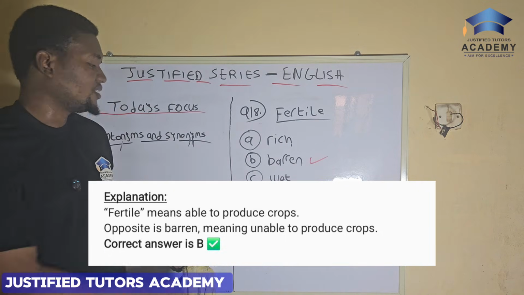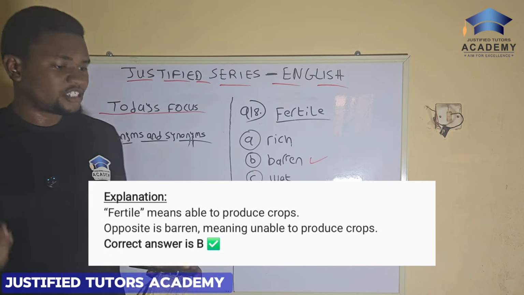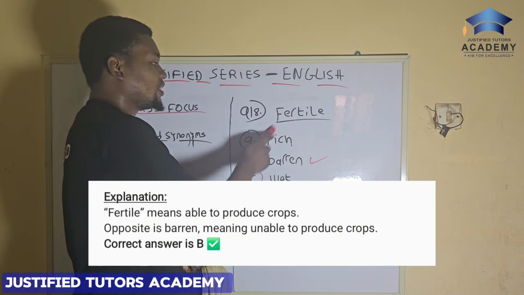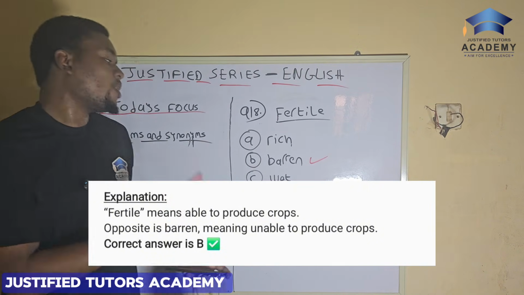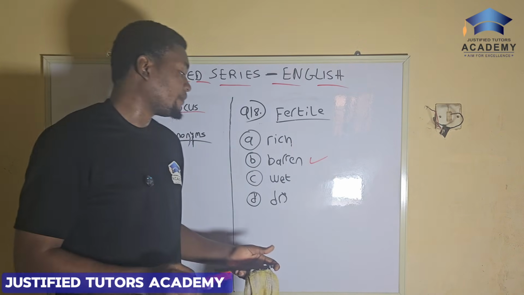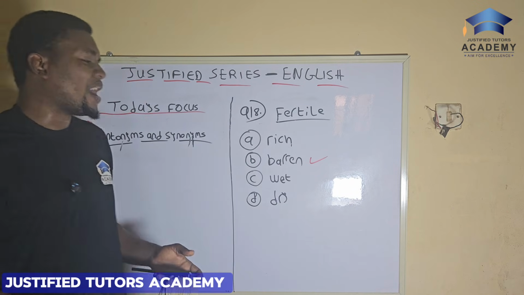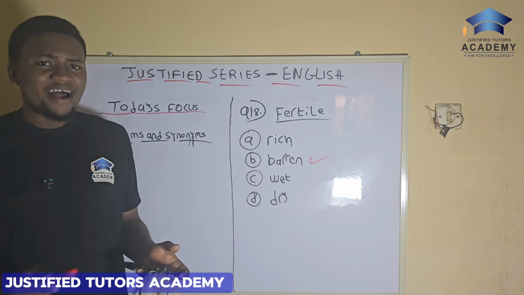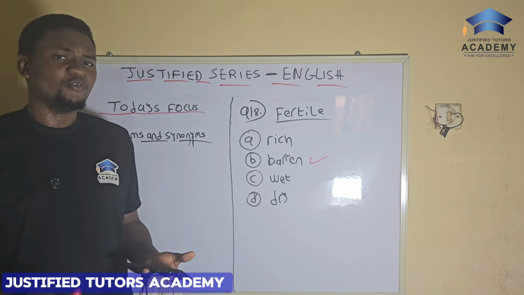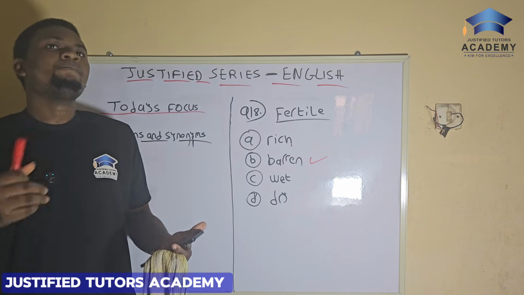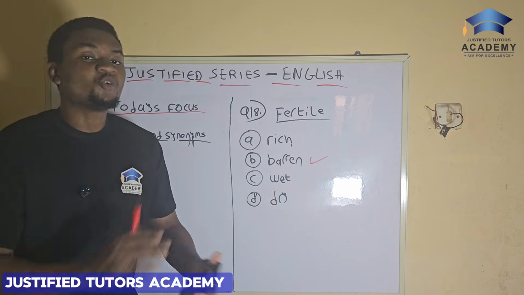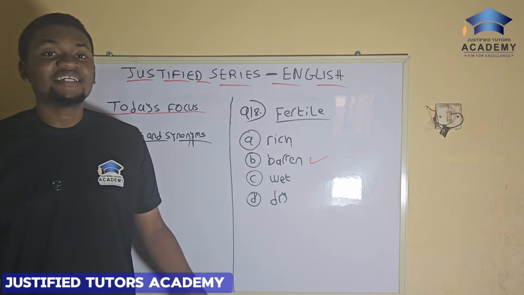That doesn't make any sense. And D, dry. Still, all of these two options do not fit into the sentence. But now, for B, barren. When you say barren, barren is the opposite meaning of fertile. Because barren simply means that the soil is like dead soil.